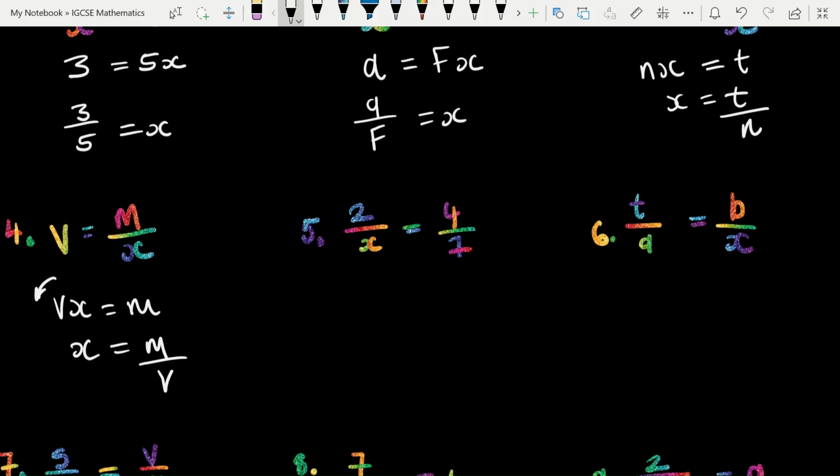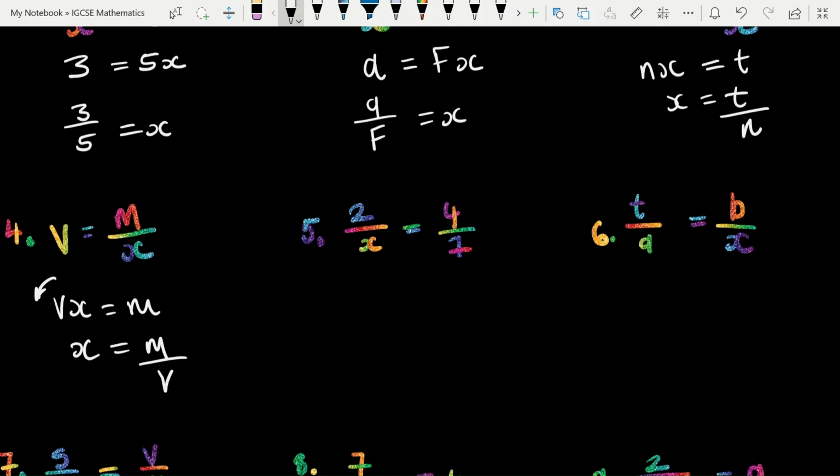Let's go to number 5. I have 2 over x being equal to 4 over 7. Now, this is as easy as it gets, because yes, I see that my subject is in a fraction. So I'm going to have to break the fraction. Now, here is the simplest way to do it. If you have one fraction on the left and one fraction on the right, listen to this. You have one fraction on the left and one fraction on the right.